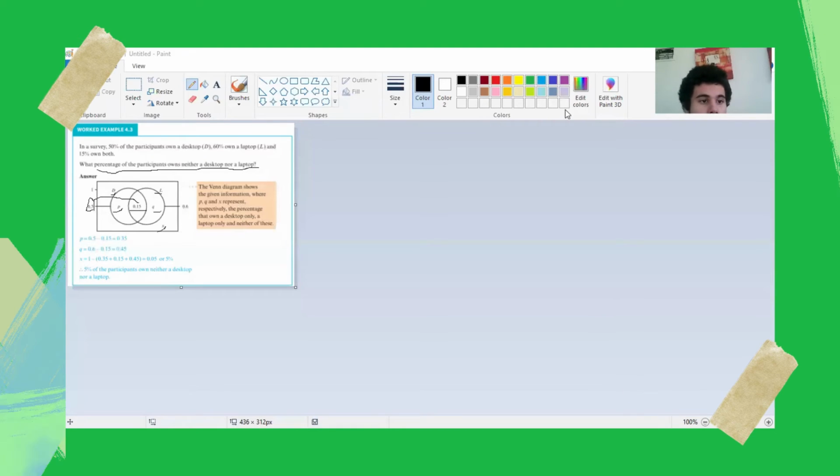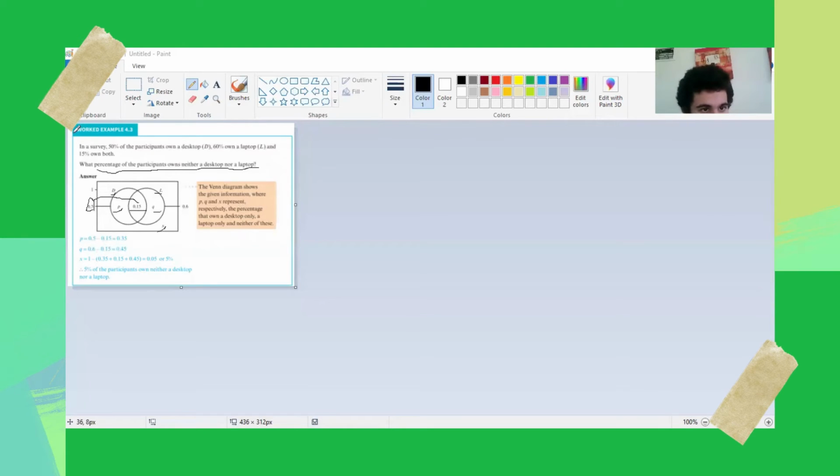Hello everyone. Today we're going to talk about some examples related to the Venn diagram. So let me present my screen. Okay, here it is. Worked example 4.3.